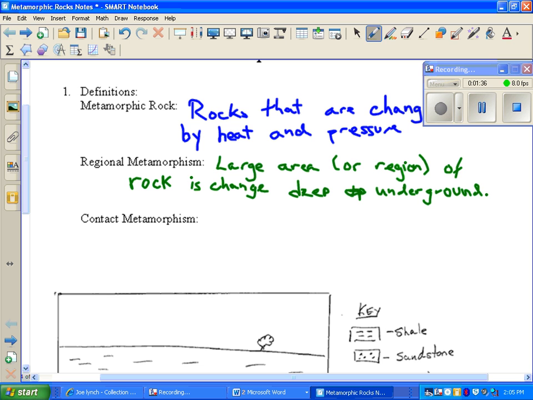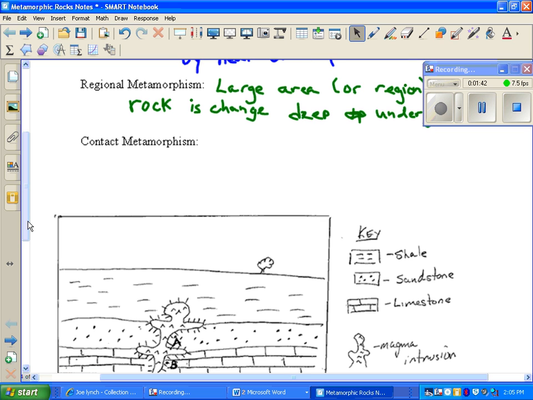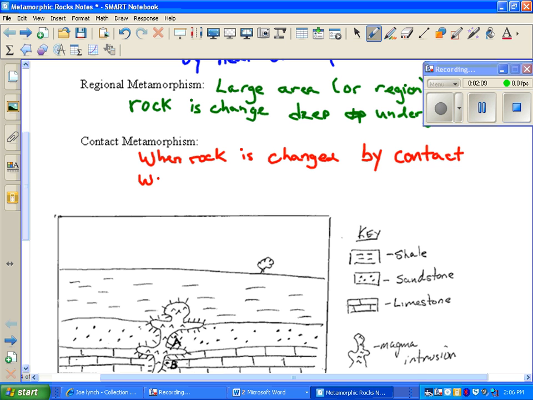The second type is not over large regions, much smaller scale. It is contact metamorphism, and this happens when rock is changed by contact with magma or lava.